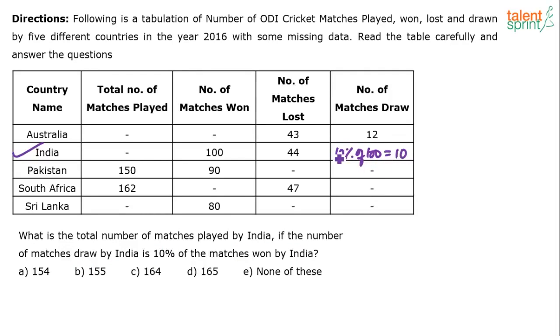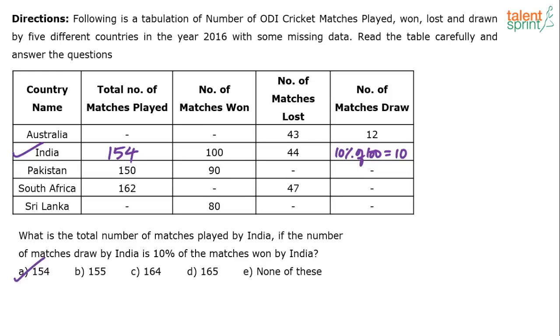Please do not write this on paper and waste your valuable time. I'm writing it here so that I can explain it to you. You guys don't need an explanation for this one, but still. So 10% of 100 is 10. In fact, you need not put pen on paper for this one. You know this is 10, this is 100 and this is 44. So the sum of these three values will be 154. So the total number of matches played by India is 154, which is option A.